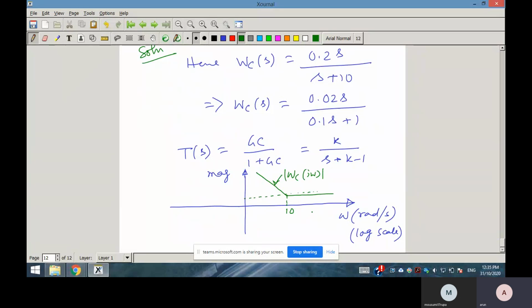So what is your T j omega? T j omega should lie below WC j omega, just below WC j omega. Suppose your T j omega is like this. Slope is minus 1. Here also slope will be minus 1. And this cutoff frequency will be 1 by k minus 1, and this magnitude will be k by k minus 1.